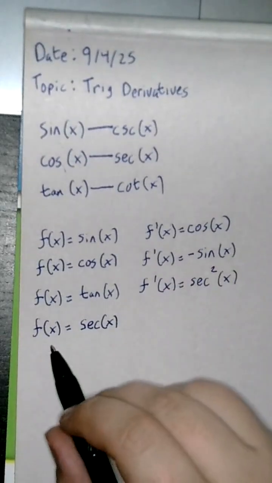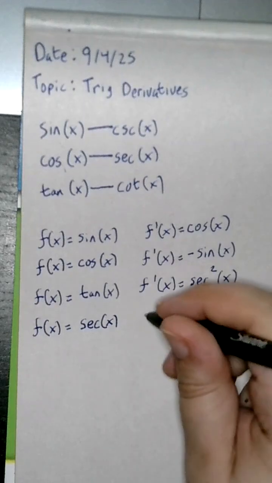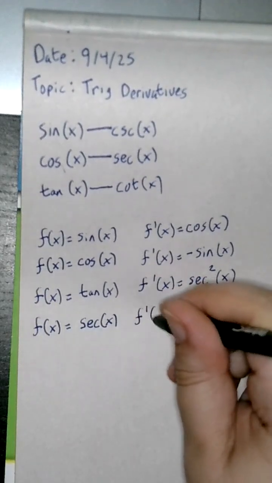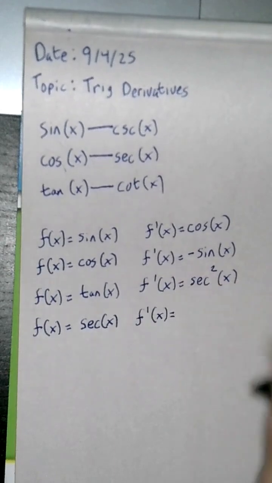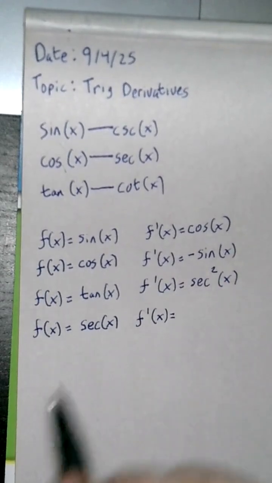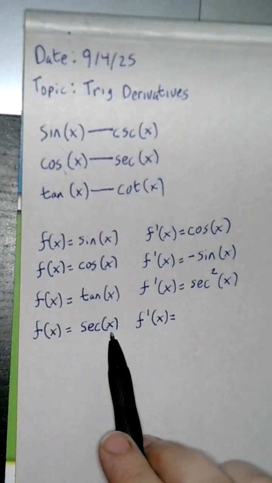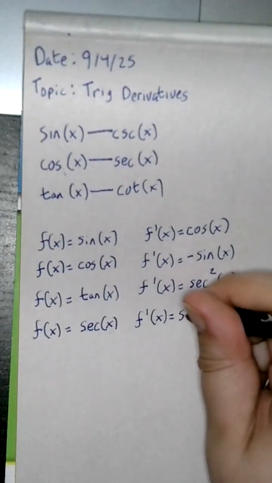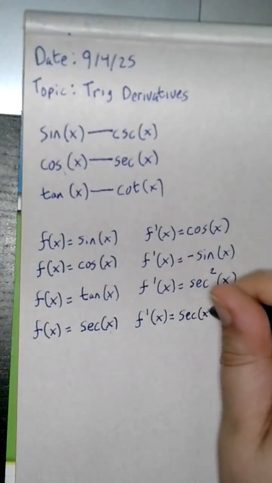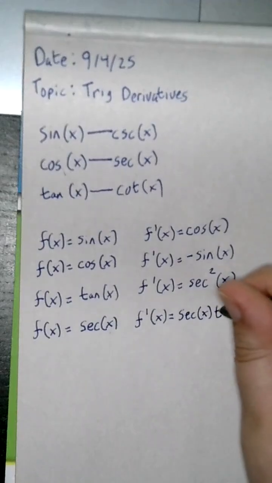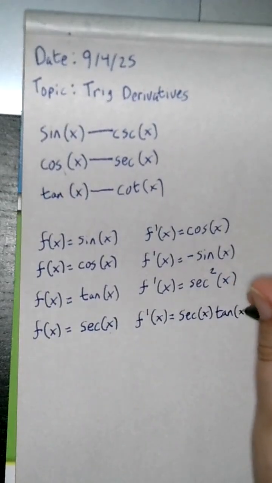So, if f of x is equal to secant, then its derivative is going to be, well, secant has a special rule where it's included in its own derivative. So part of it is secant squared. But right, it also is going to be multiplied by tan of x.